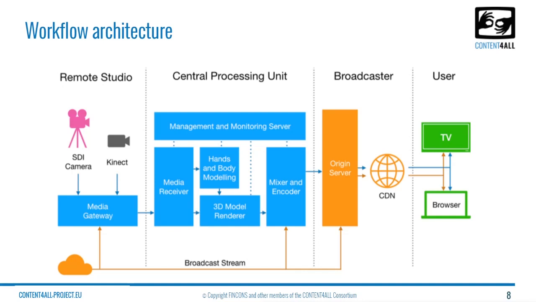So the workflow starts from the remote studio where we have devices to capture the real human signer. At the moment, we are employing an SDI professional camera and a Microsoft Kinect to capture the signer on-premise. This data is then streamed to the central processing unit, which can be a single server or a set of powerful servers, eventually also in the cloud, where we process the data and enhance the body modeling module according to different artificial intelligence algorithms to get the parameters to animate the virtual human in the 3D model renderer module.